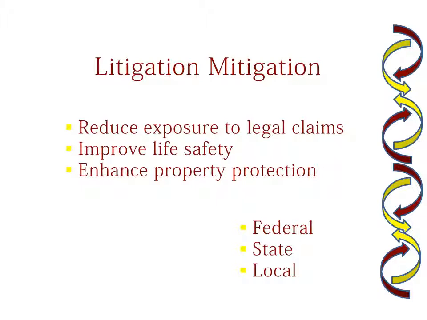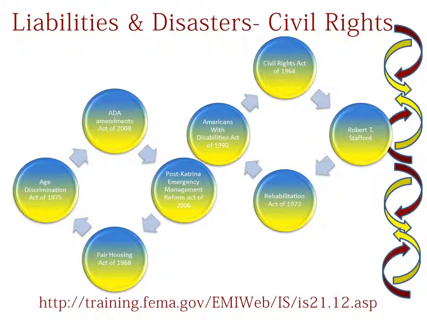Being familiar with personnel law, contract law, ethics law, and the failures to act will assist in achieving the goals of litigation mitigation. These factors apply on the federal, state, and local levels. Failing to consider civil rights and liberties must be considered when mitigating litigation. There are numerous laws that protect citizens before, during, and after an emergency or disaster.